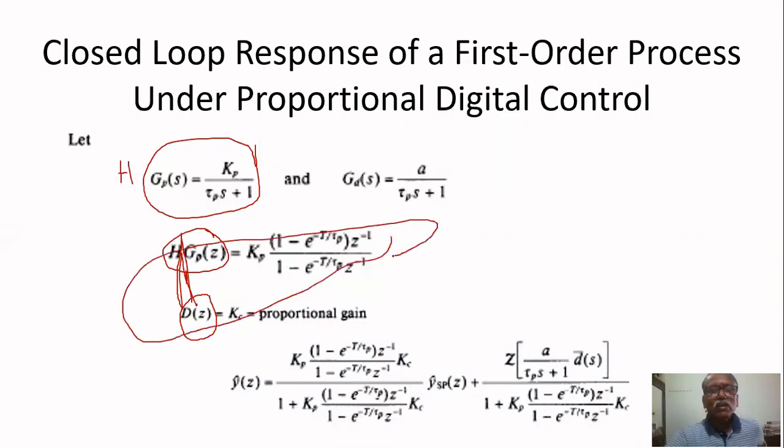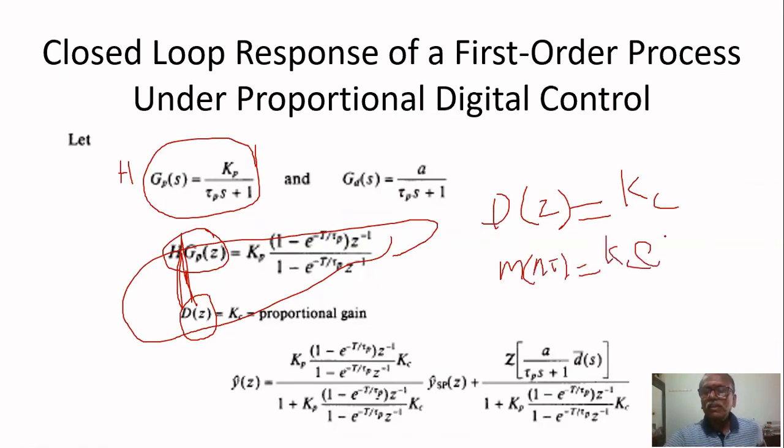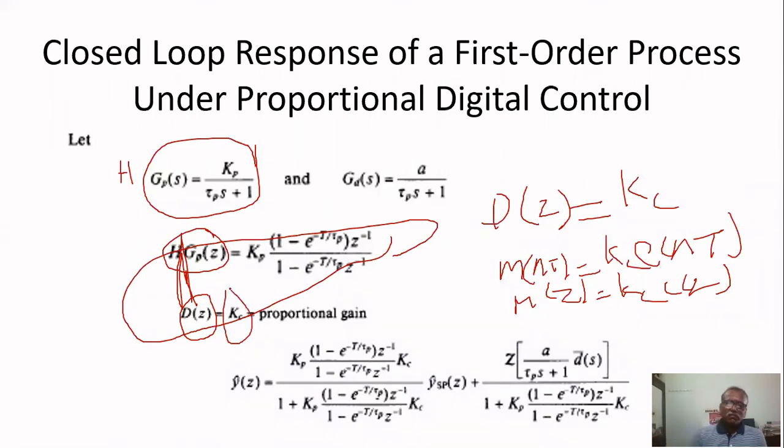If only a proportional controller is used, D of Z equals Kc. In the time domain, m of nT equals Kc e of nT. If you find the z transform, M of Z, the controller output, equals Kc times E of Z. So output by input, M of Z by E of Z equals Kc. This is the transfer function for a digital P controller. So what is the forward path transfer function? It is HGP of Z and D of Z. If you multiply these two, you will get this.